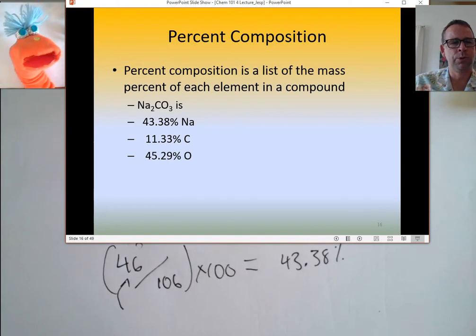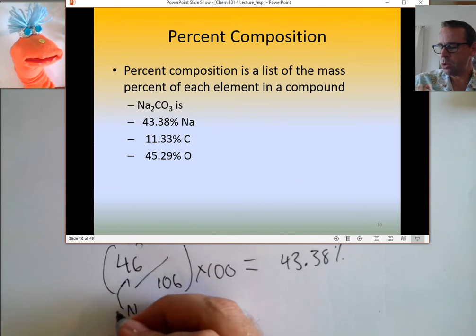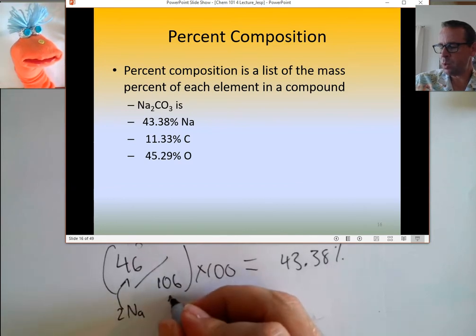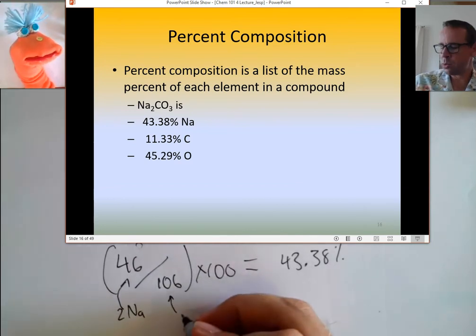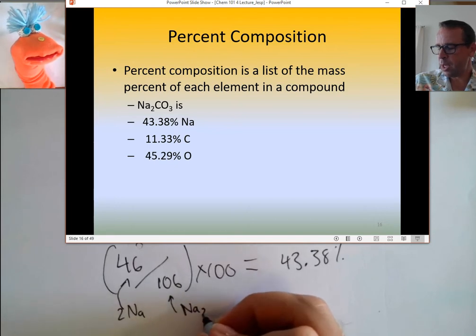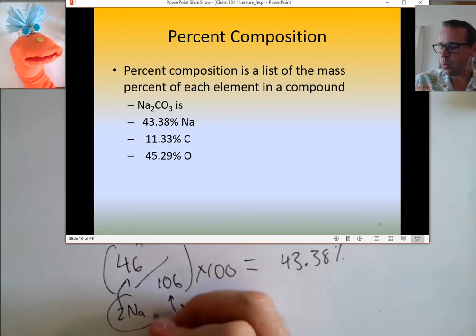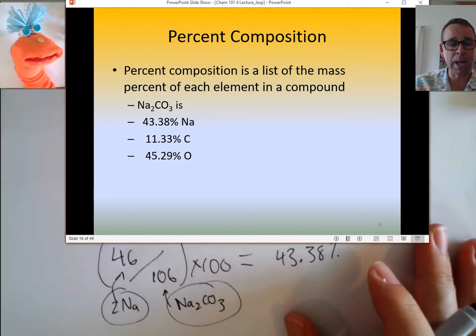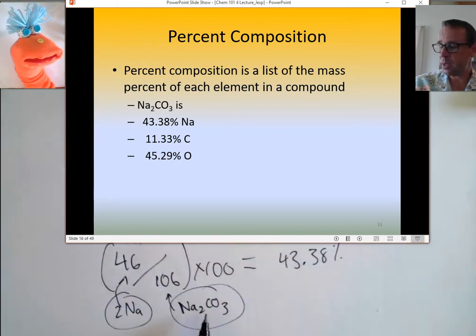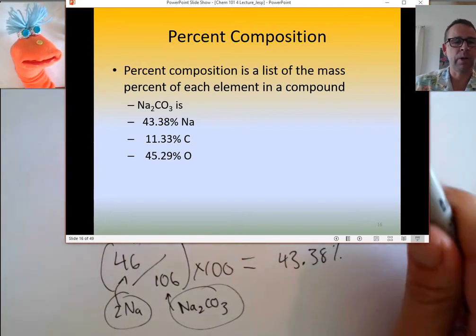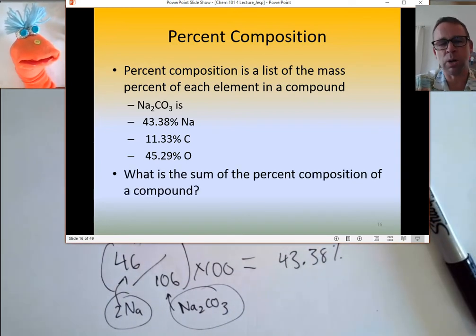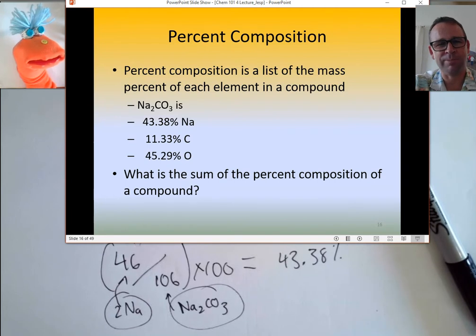Good. So where did we get this 46 from? That was the mass of the 2 sodiums, right? That's right. This is our 2 Na's, and this was what? That was the total mass. That's right. That's the mass of Na2CO3. So the percentage is, again, by mass of that given element within a given compound. Okay, very good. And the sum of the percentages is always going to add up to 100.